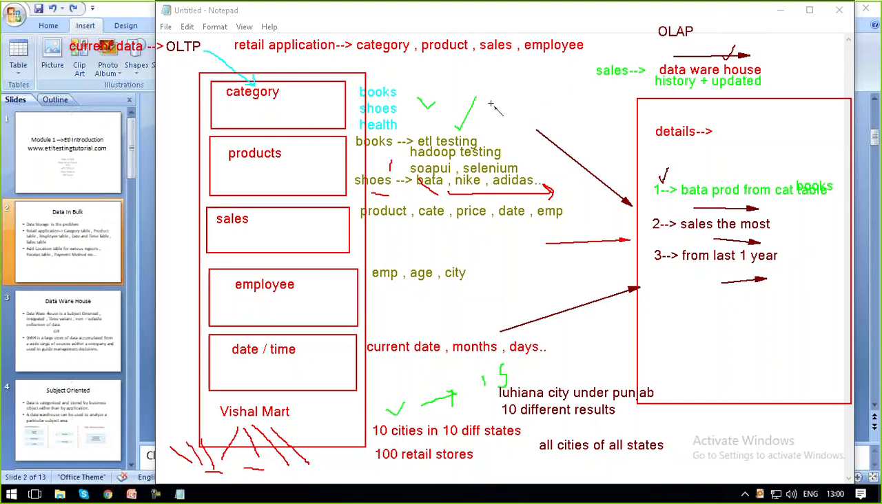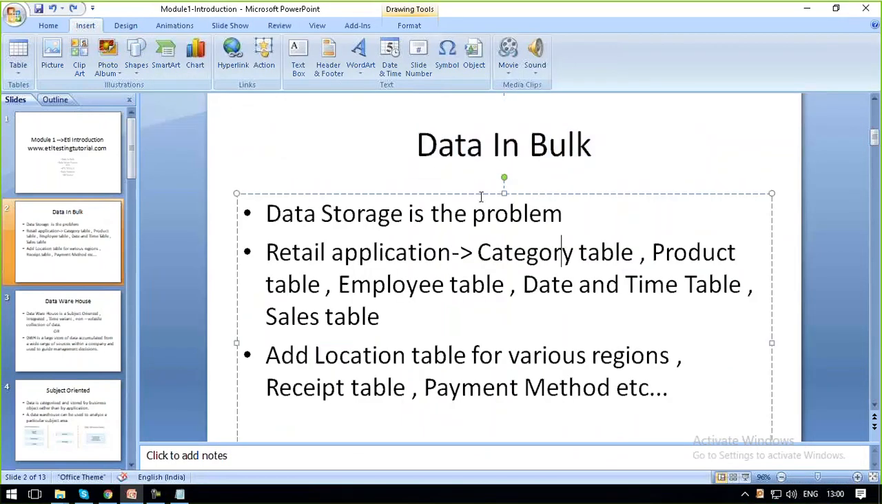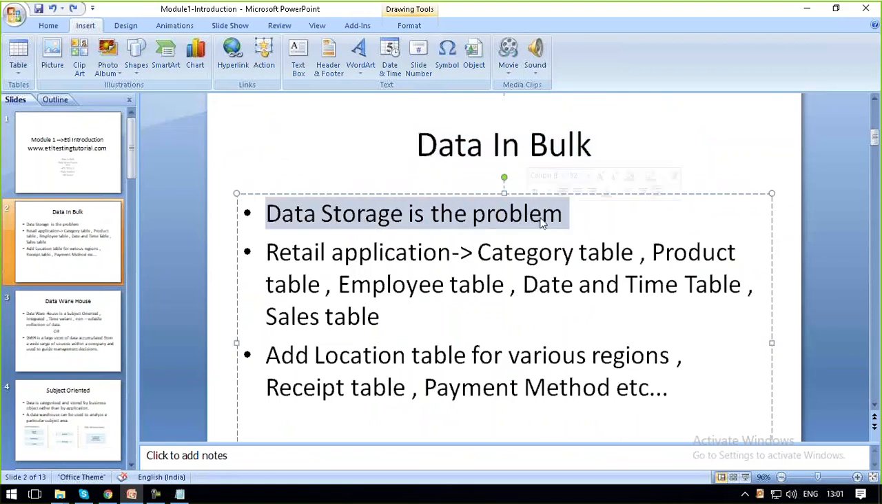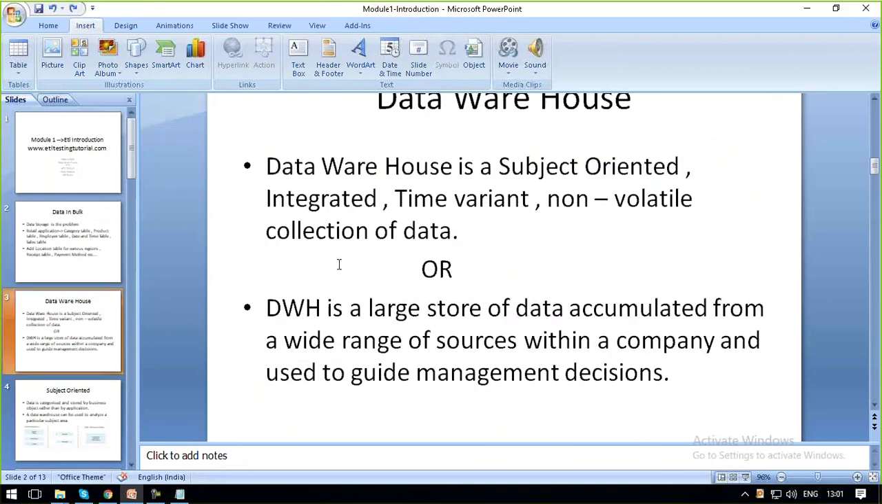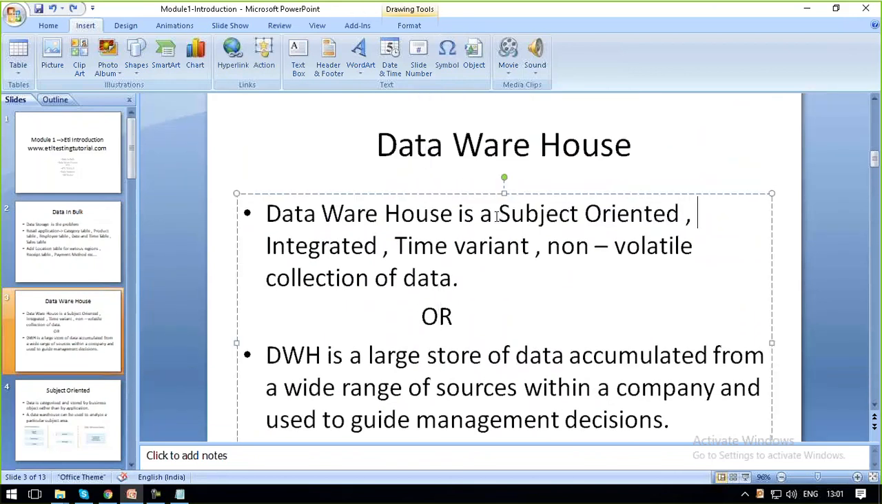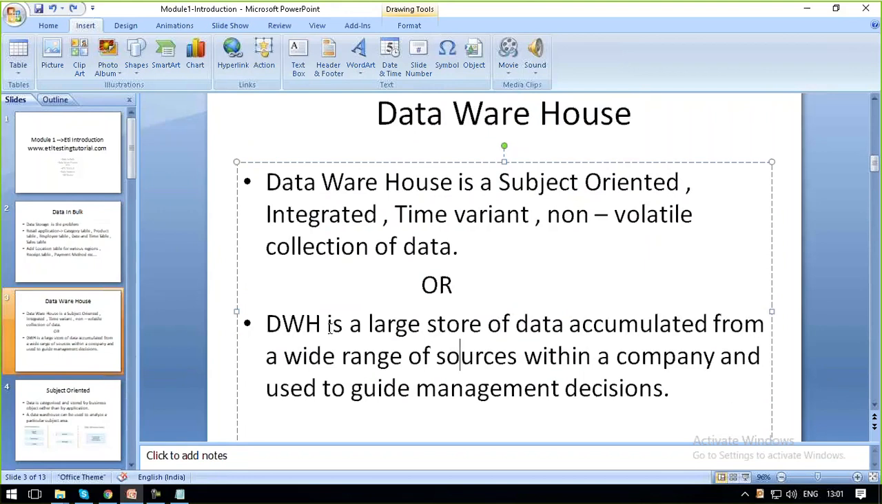Okay, this is what we need. Now let's look at the rest of the slides which I have. Look at this. Data in bulk I have. The data storage is very complex, so we need the help of a data warehouse. Now let's see what a data warehouse is. Firstly look at this. A data warehouse is a large store of data accumulated from a wide range of sources. Correct? This is what I just showed you.